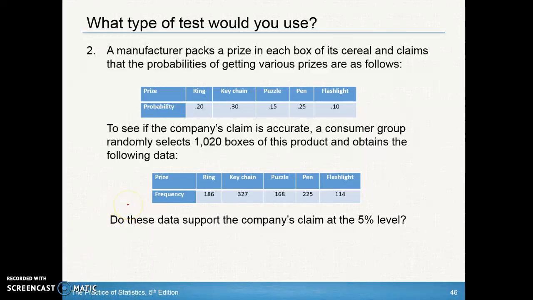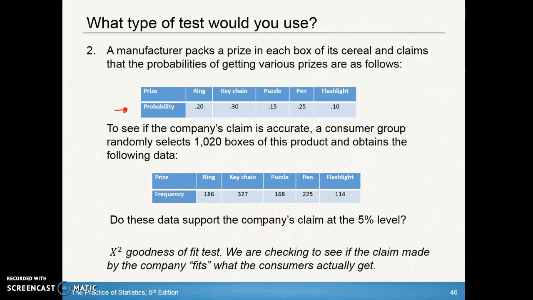Let's take a look and see what we're given. Notice that we are actually given the probability that we're going to get a ring, a keychain, a puzzle, a pen, or a flashlight. Then we're given the actual counts for a ring, a keychain, a puzzle, a pen, a flashlight. In this case, since we are checking to see if the two counts match each other, we're going to use a chi-square goodness of fit test. We're checking to see if the claim made by the company fits what the consumers actually get.